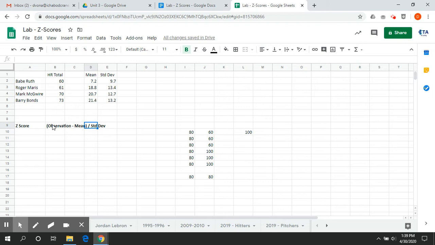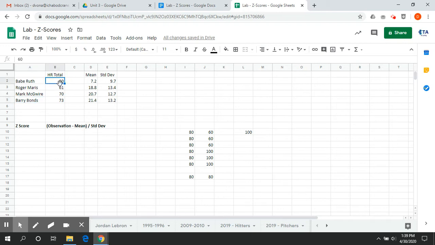All right, so what we're going to do now is just walk through a couple of examples so you can see how this all plays out. So here we have 4 players from baseball. You probably recognize most of those names. We've got Babe Ruth, Roger Maris, Mark McGwire, Barry Bonds. At one point, all 4 of them owned the single season home run record.